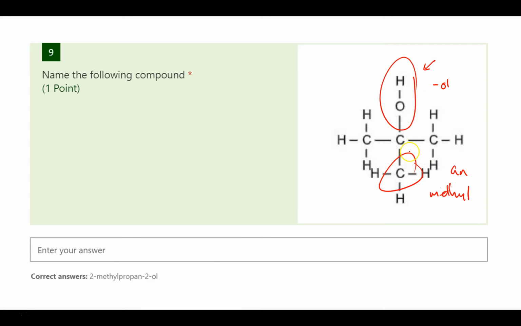Its longest chain possible is prop. But we will need to number everything, especially the alcohol, because that could be on the end. I guess technically we don't need to number the methyl group because it can only be in the middle there. I would, just because it'll make everyone's life easier if they were to try and build this molecule. But this one then becomes 2-methyl, because we go 1, 2, 3. We number from the other side if you want. 2-methylpropanol.